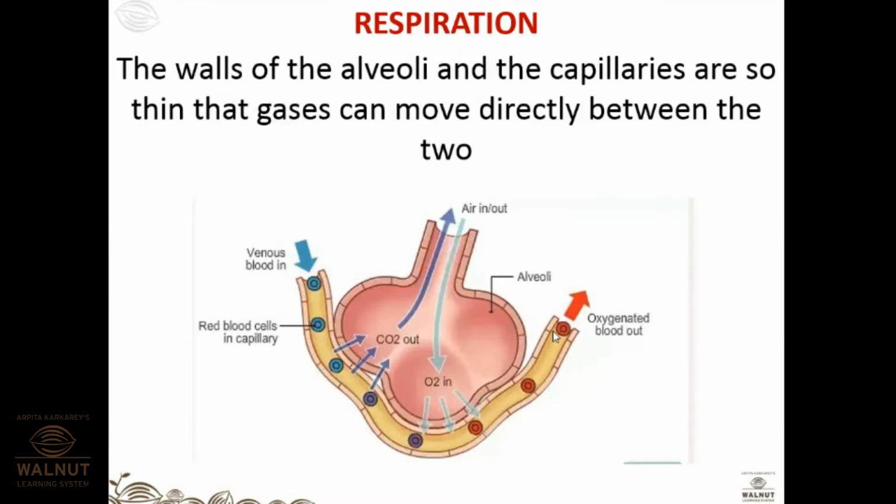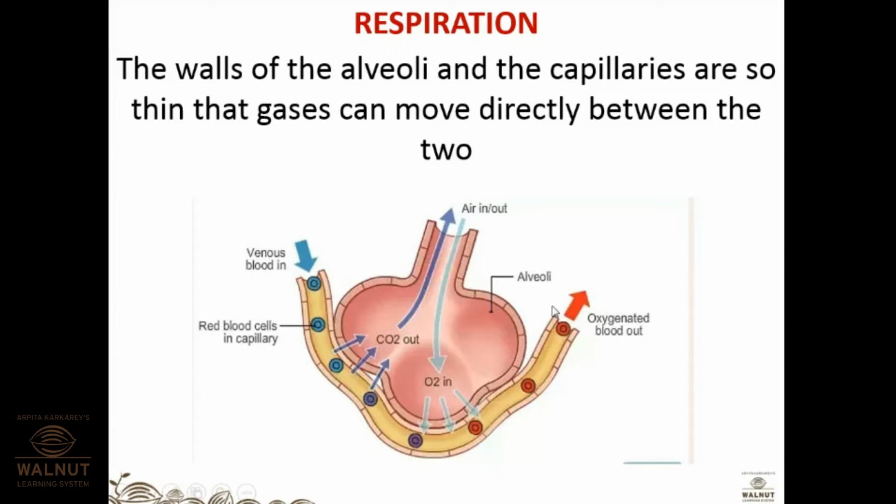Okay. The walls of the alveoli and the capillaries are so thin that the gases can move directly between the two. So can you see this alveoli structure? You can see that air is taken inside. Then when you take air inside, oxygen is coming, and then it is diffusing into the blood. Now, what will the blood do? The blood will transport this oxygen to each and every part of the body. Your body will utilize that oxygen in various life processes or in various life activities that you perform.